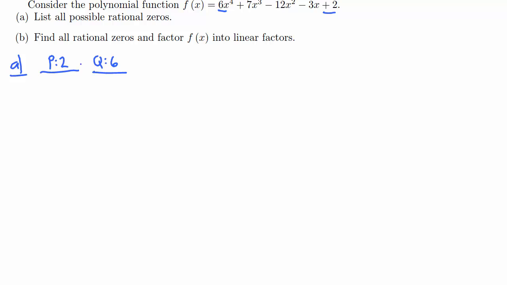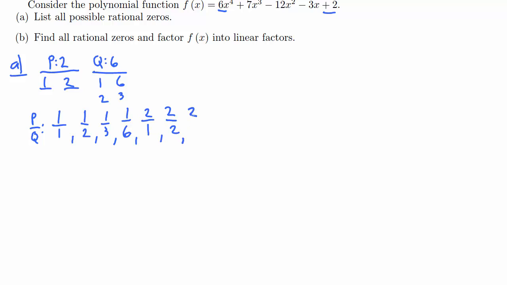And what I like to do is write down the actual factors of each of these. The factors of p are 1 and 2, and the factors for q, for 6, are 1 and 6, 2 and 3. So those are all of the factors of the constant term and the leading coefficient. Now I need to look for every possible p divided by q. I'm going to start out with p being 1, so 1 divided by each one of these for the q: 1 over 1, 1 over 2, 1 over 3, and then 1 over 6. Then I'm going to go to the next number for p, and that's a 2. So it's 2 over 1, 2 over 2, 2 over 3, and then 2 over 6.